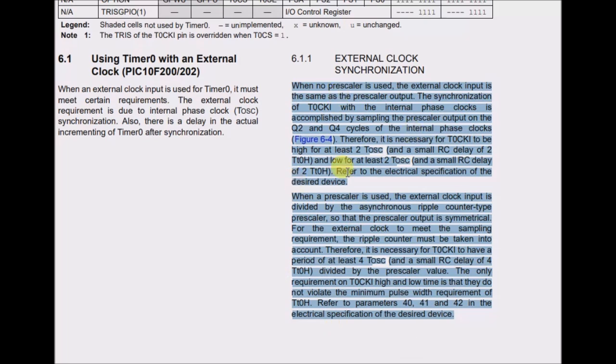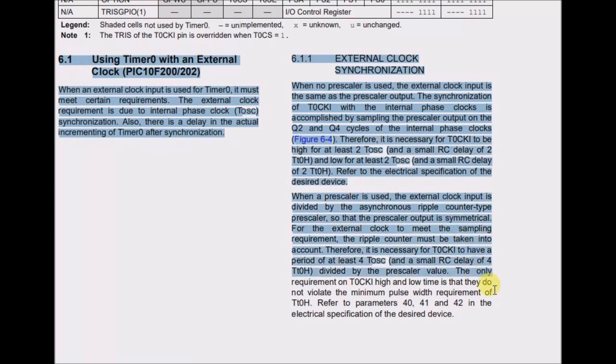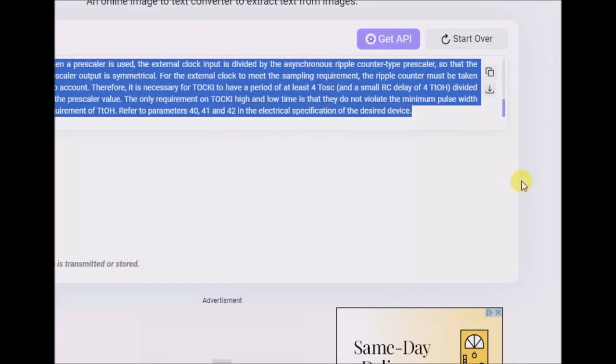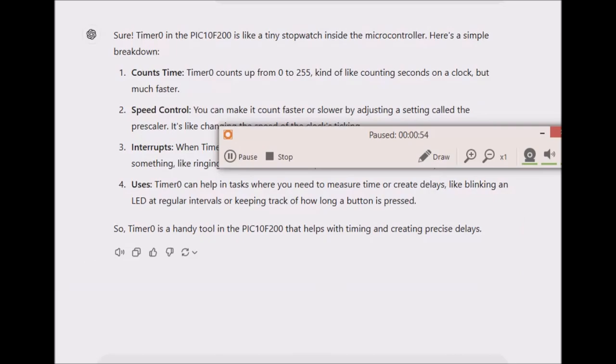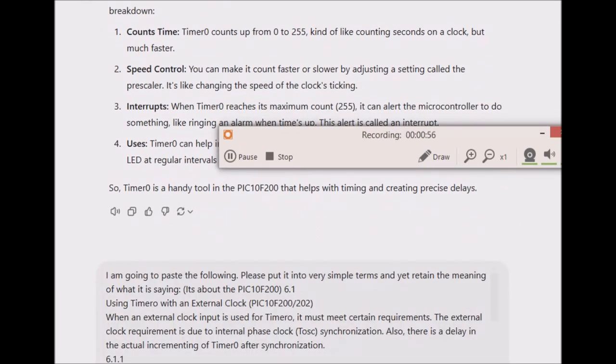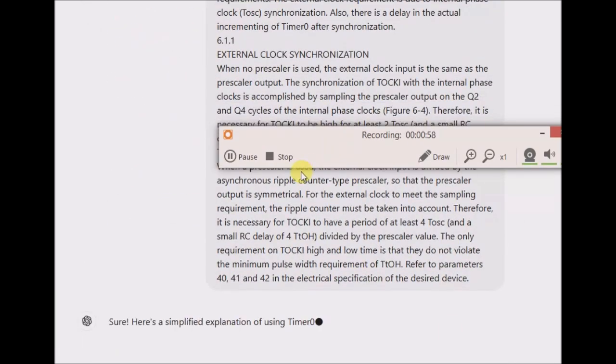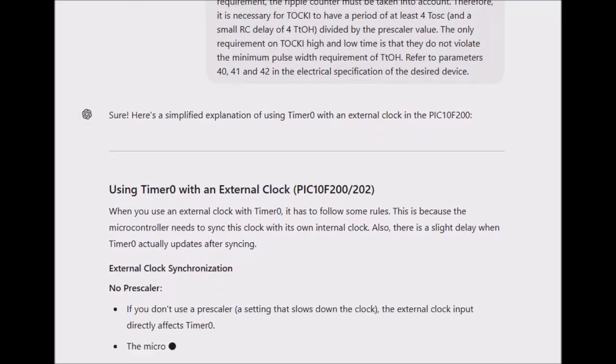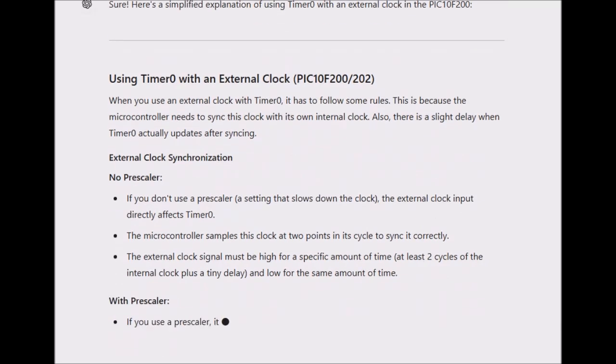Let's see if ChatGPT can summarize this stuff. Come on. So I used the image to text, and I'm going to just barf this into ChatGPT. Have fun explaining this one. I don't even care to think about it that much, so maybe it can do the work.